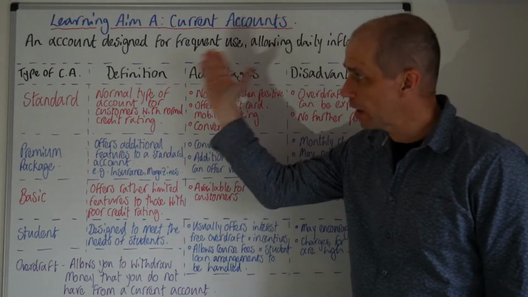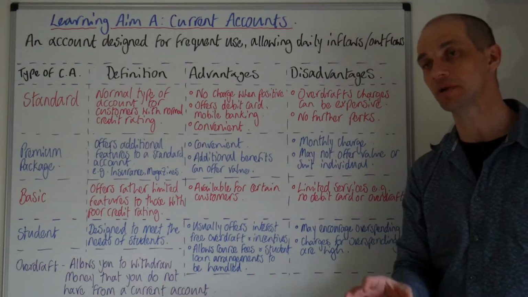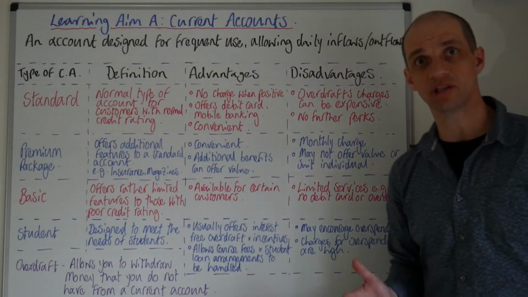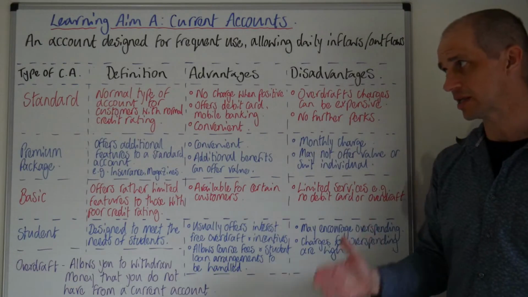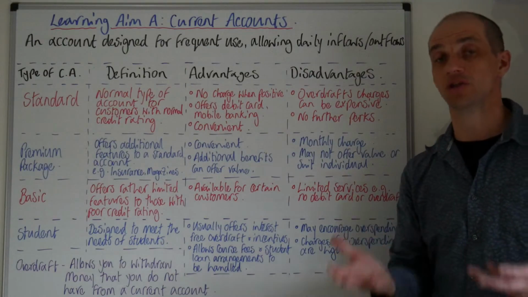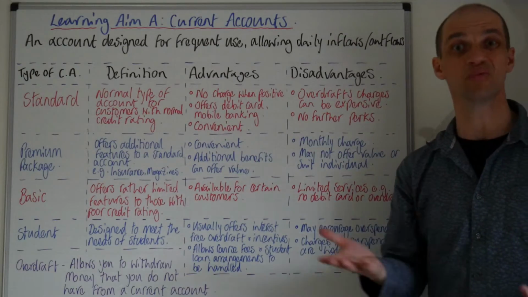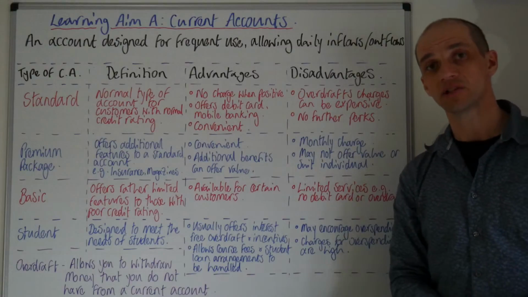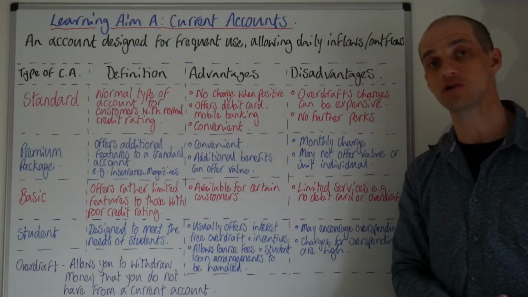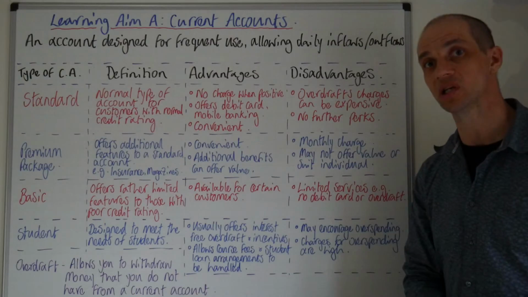Okay, now in this table I've drawn out the 4 main categories of current account that you need to be clear on, as well as the definitions and the advantages and disadvantages of each type. So let's get started firstly with a standard current account. So this is obviously a normal type of account which is going to be very appropriate for people with normal good credit rating. So if you've got good credit scores, then you're going to be able to get hold of a normal current account, and that will provide a variety of facilities for you.